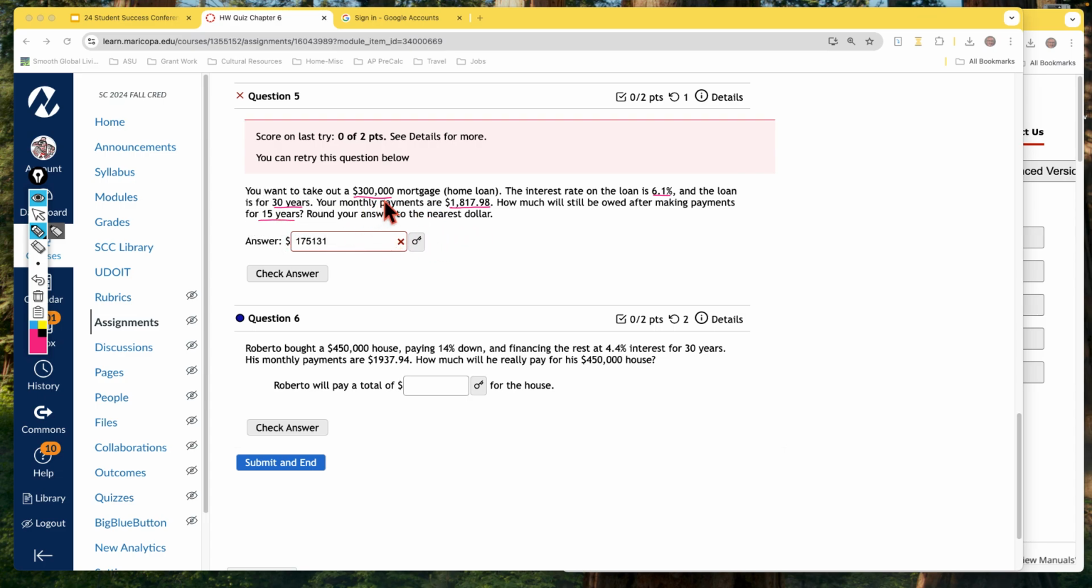Okay. So what we do know is how much we borrowed, 300,000. We know the monthly payment. We know the length of the loan, and we know the interest rate. So let's put those things in there.